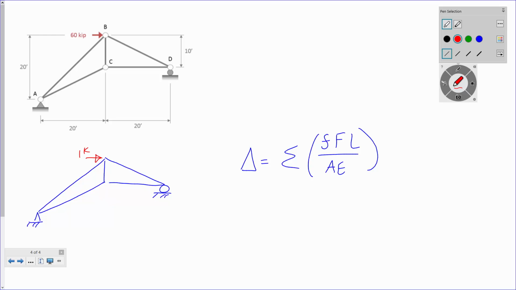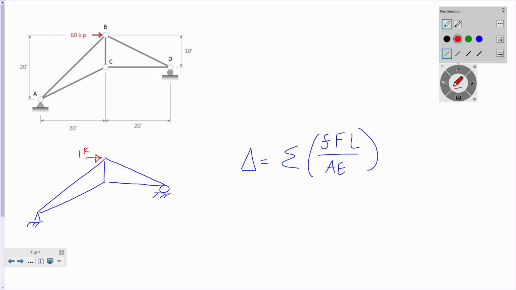That's my virtual structure, right? So let me ask you this. Do I need to do 2 separate truss analyses for this problem? No. I just take the results from the first analysis, divide them by 60, and I've got the results from the second analysis, right? It's all about strategy. There's no point in doing this truss analysis all over again, right?